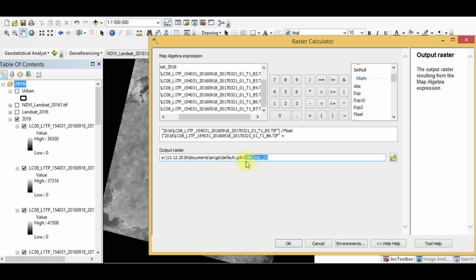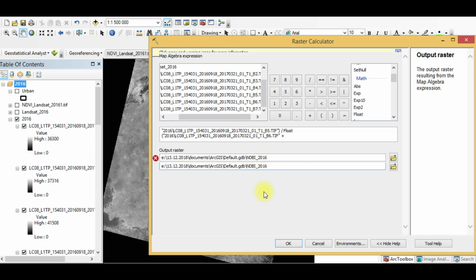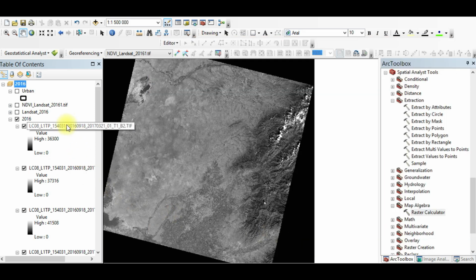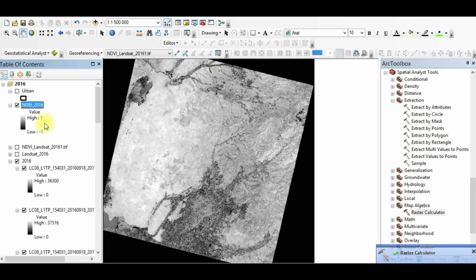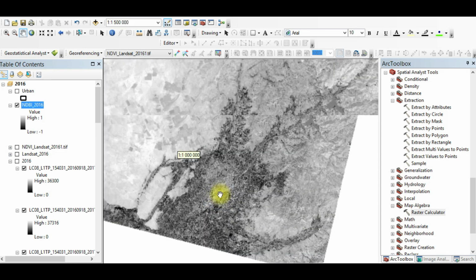So, and I will put here normalized difference built-up index for 2016. Normalized difference built-up index for 2016, and click OK. And let's wait for our results. So this is our normalized difference built-up index. I can close this area. So this is my normalized difference built-up index.